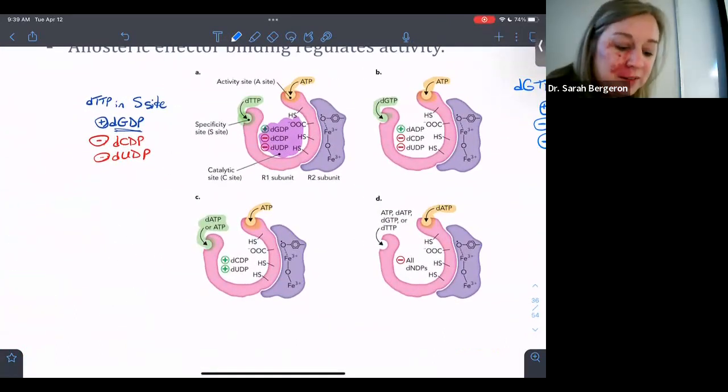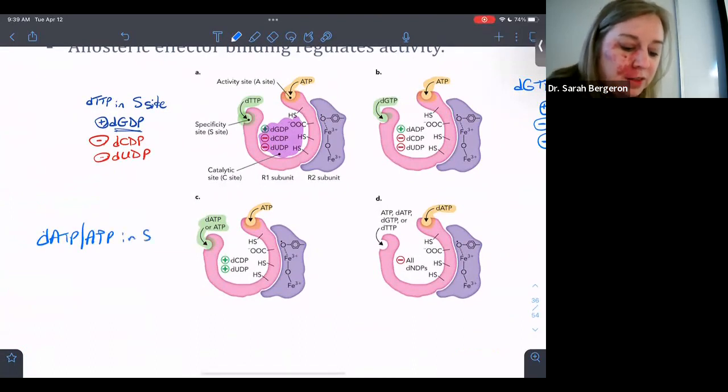Okay, so what happens if we have in the S site dATP or just plain ATP? Doesn't matter. In the S site.